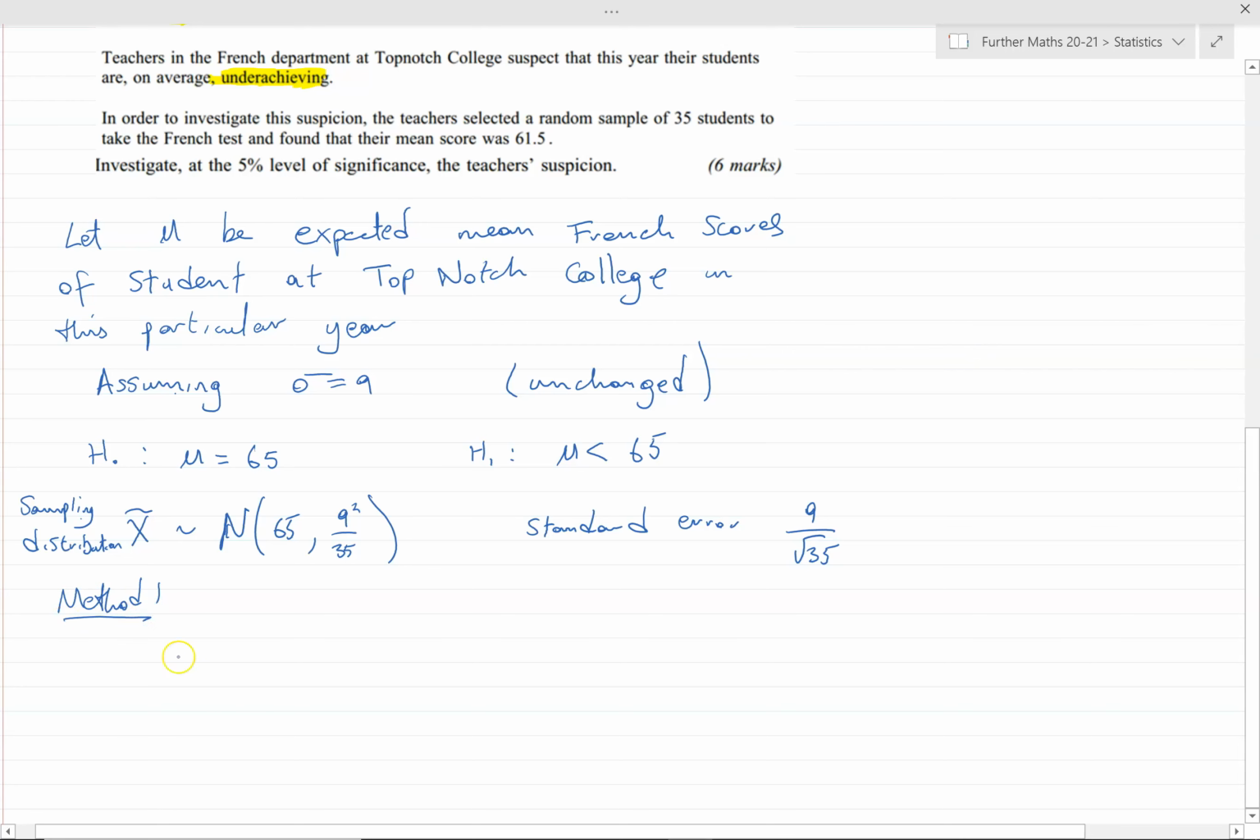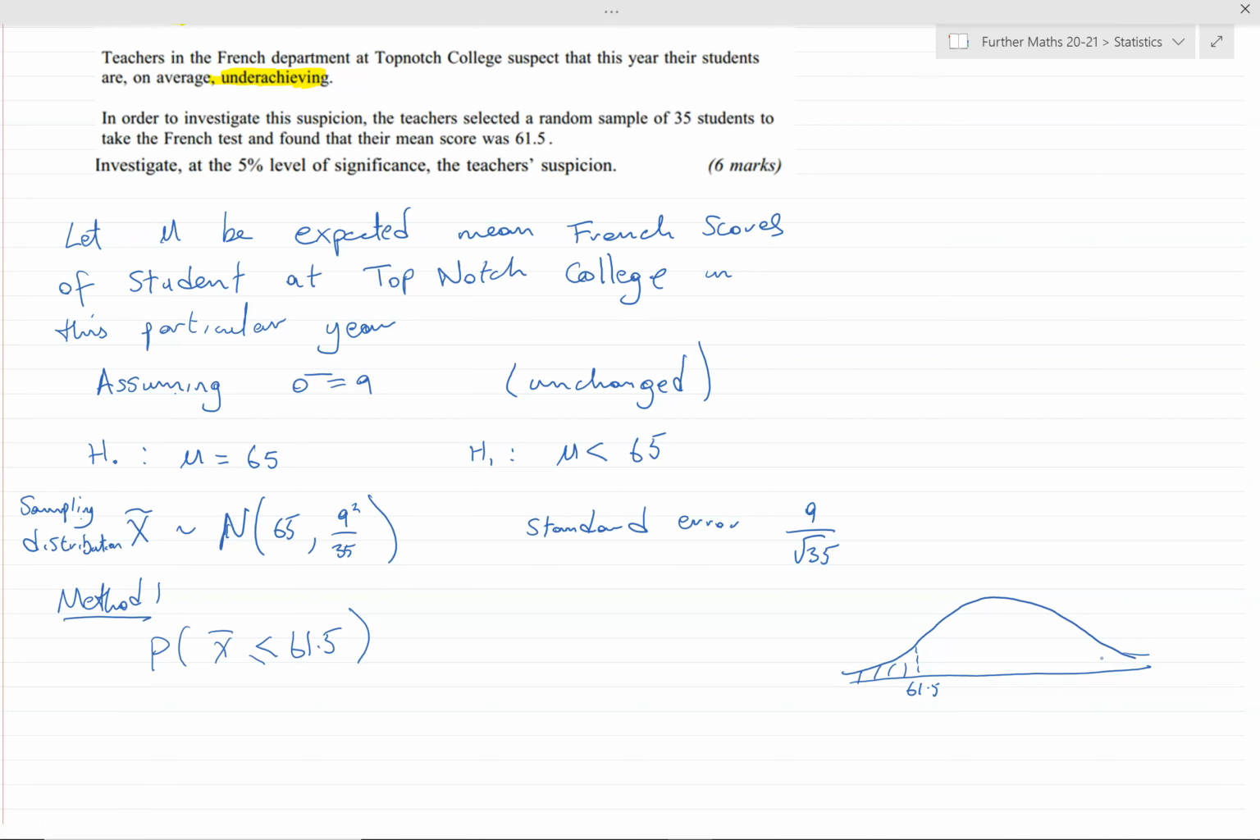That's just finding probabilities. What we do here is find the probability that the sampling distribution would be 61.5 or something even less likely than 61.5. So basically we're finding the probability of 61.5 and the values along the tail here. If that is less than 5%, then we're going to be rejecting H0.